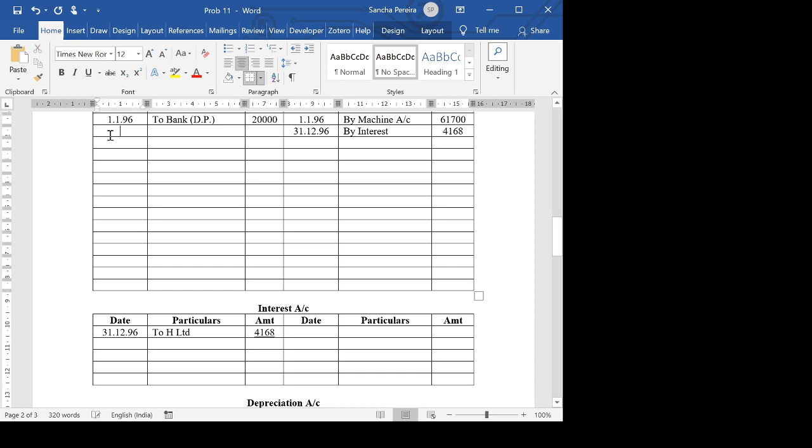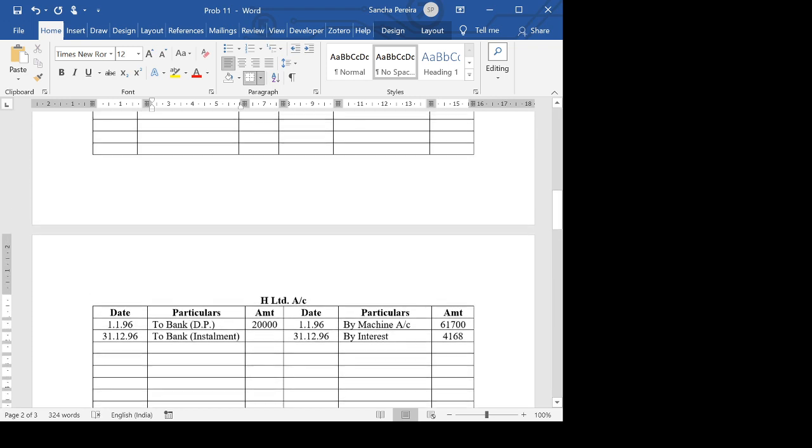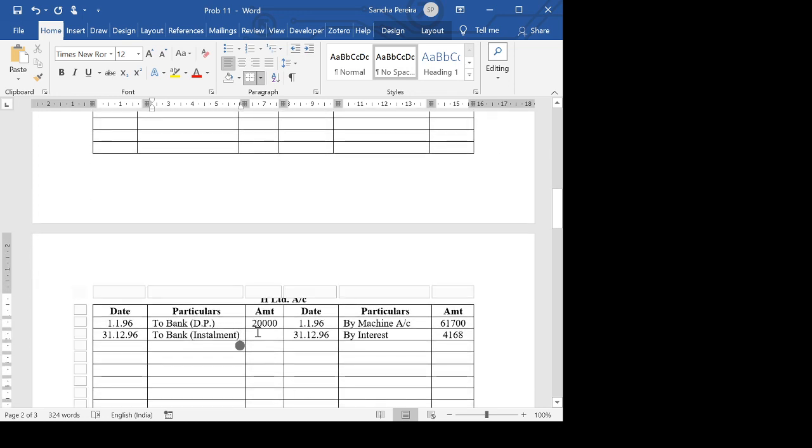Then we make the payment of the installment. So here we have on 31st December 96 in H Limited, to bank again. Installment will always be the same. How much is the installment? It's always 11,000. Because when we pay the installment, we are paying the cash price plus the interest. Don't get confused with that. 11,000.